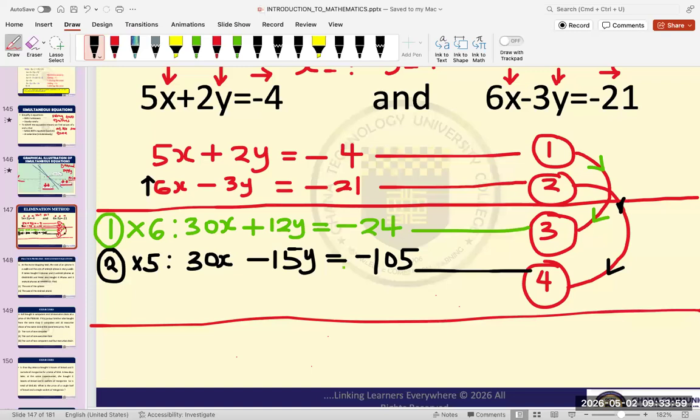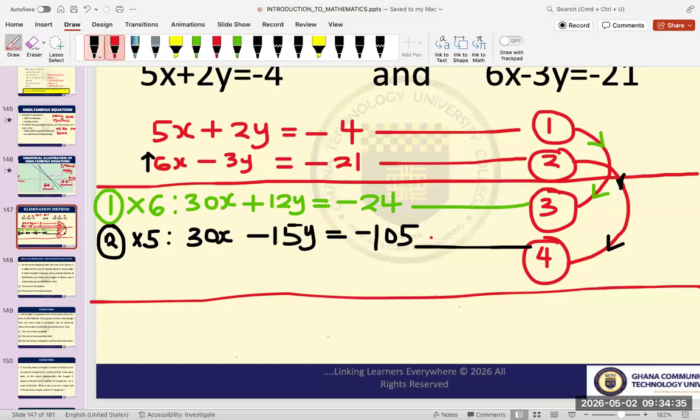I repeat, to change equation 2 to equation 4, stand on equation 2, look up. What number are you seeing? 5. So you multiply the whole of equation 2 by the 5 you are seeing. So 6x times 5, 30x, minus 3y times 5, 15y, equals negative 21 times 5, negative 105. This becomes your equation 4.